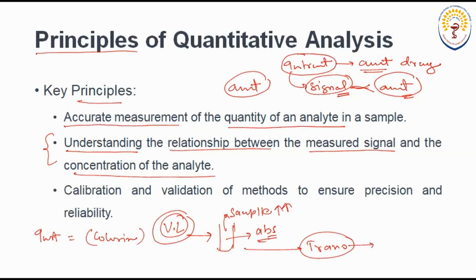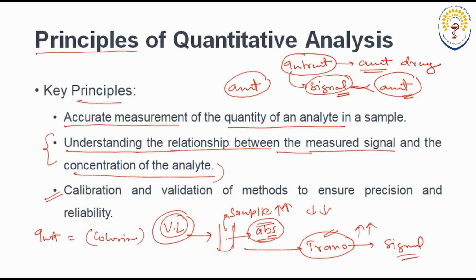So this will create a varied amount of signal. Obviously, if the substance concentration is high, you will get a low transmitted signal. And if the substance concentration in the sample is low, you will get a high transmitted signal. So the transmitted signal will tell us the amount of the substance in the sample. So this is what the second point says. There is a relationship between the measured signal and the concentration of the analyte, and that should be properly understood, and that is why it is the key principle in quantitative analysis.